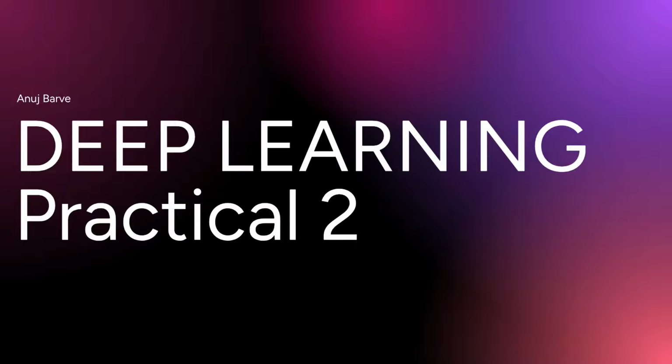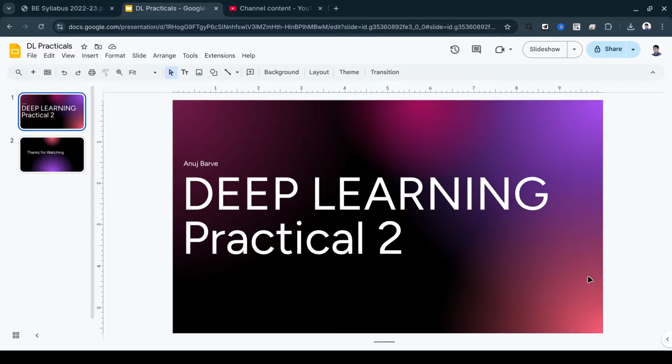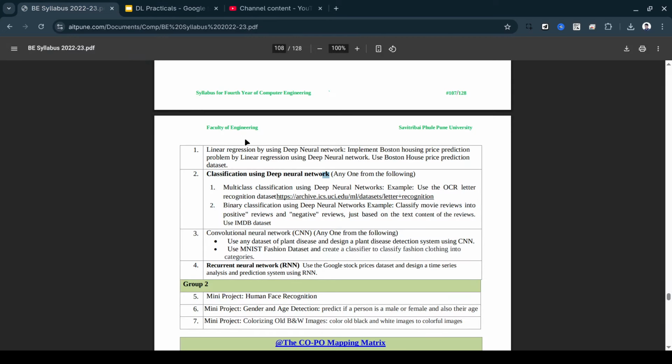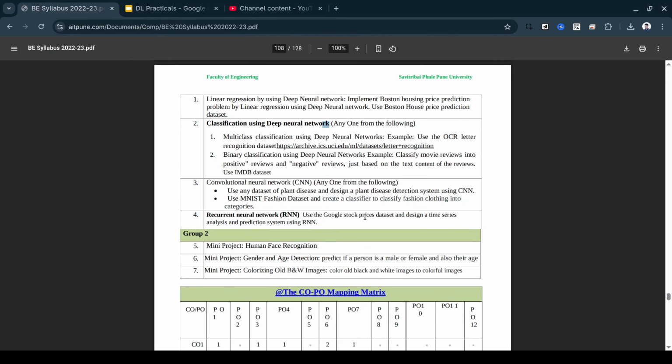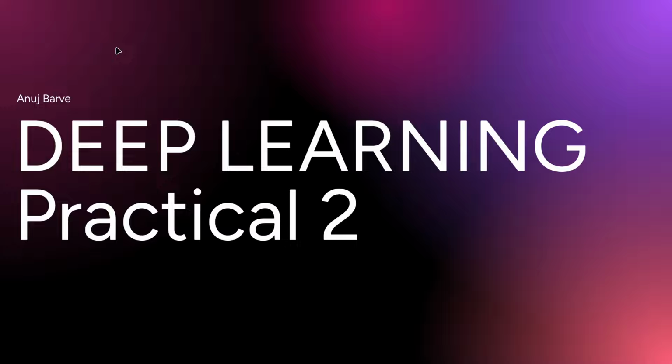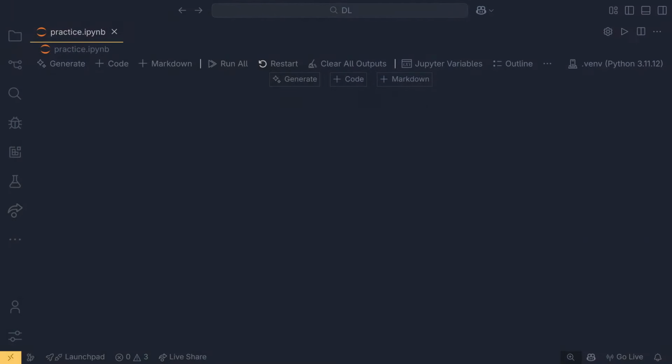Because there are three in it. So technically this is the third practical, but serially I will call it the second practical. So this is Fashion MNIST classification using CNN, Convolutional Neural Network. So use the MNIST Fashion Dataset and create a classifier to classify fashion clothing into categories. So let's get started. Let's transition to code.